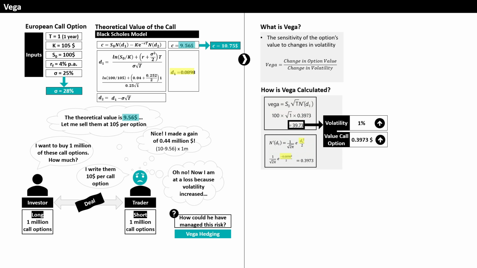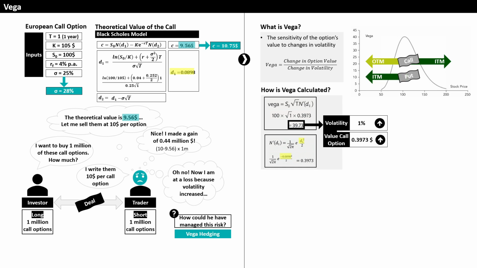And the curriculum is also illustrating the relationship between Vega and the stock price. And conceptually speaking, here is how I want you to look at this. In the case of a call option, the lower the stock price, the deeper out of the money the call option would be. And the higher the stock price, the deeper in the money the call option will be. And in the case of the put option, the lower the stock price, the deeper in the money the put option will be, while the higher the stock price, the deeper out of the money the put option will be.